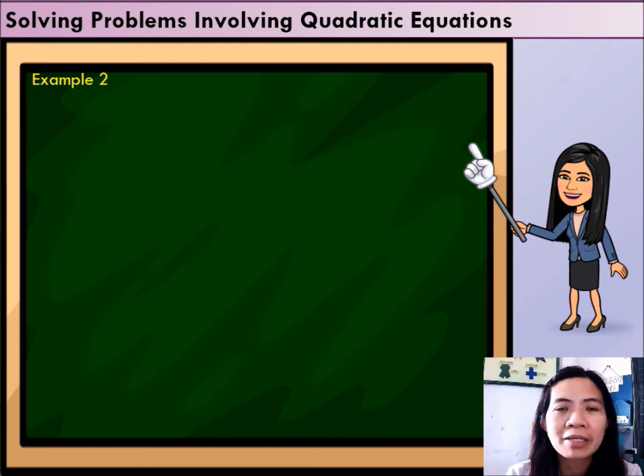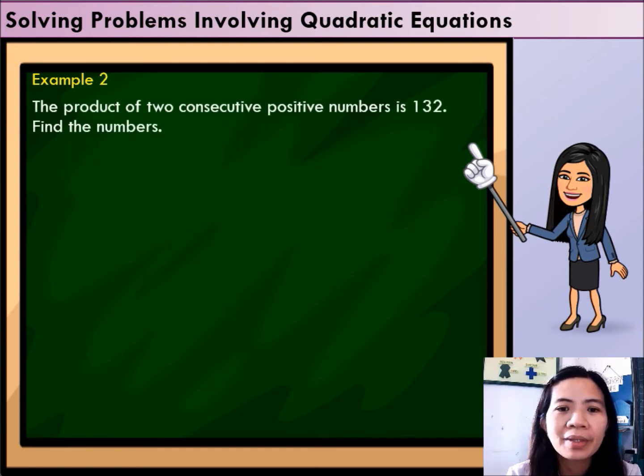Okay, let's have example number 2. The product of two consecutive positive numbers is 132. Find the numbers. When we say consecutive positive numbers, they are in sequence, meaning pasunod. Example of consecutive numbers: 1, 2, and 2, 3. So we are talking here about consecutive positive numbers. The product is 132.